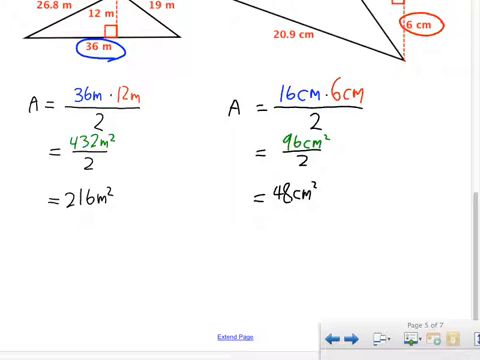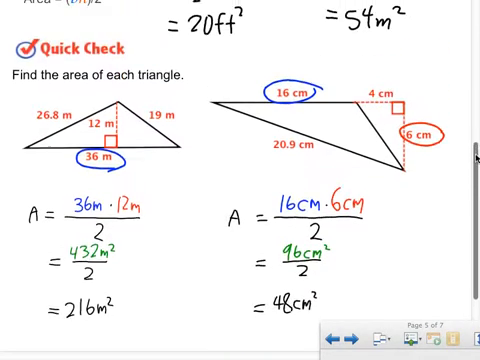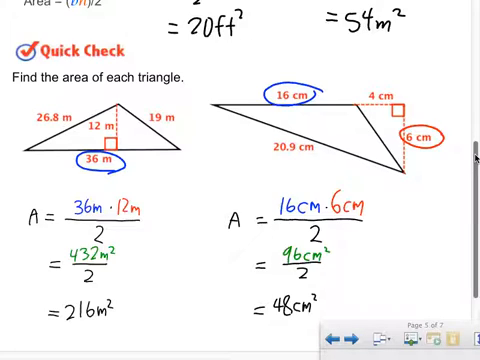What's your question? It's just to throw you off. Yeah, that's what I said earlier. Just like over here, you don't need to know 19 meters for the first problem, or even 26 and 8 tenths meters. That's just extra. It's just there to throw you off.